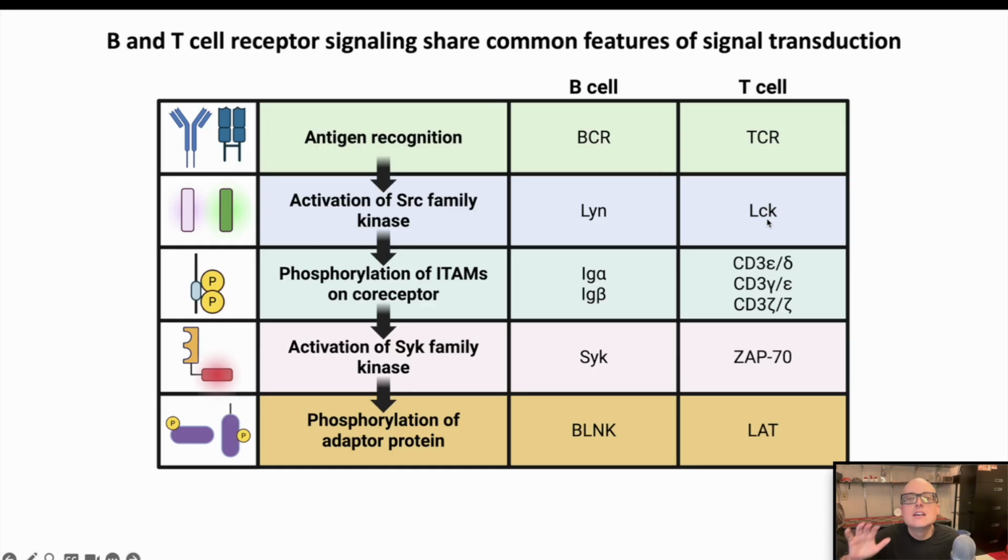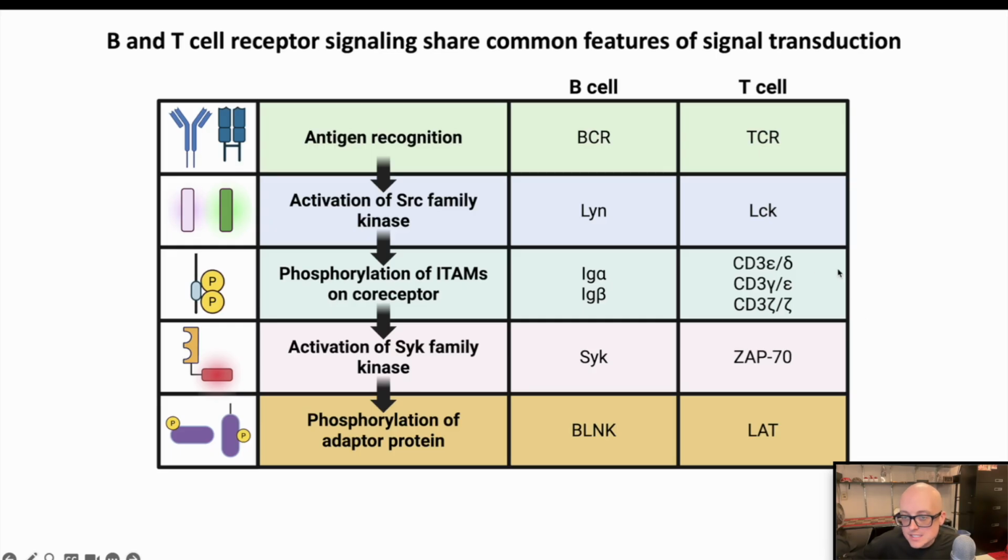In either case, the activation of the Src family kinase is going to phosphorylate ITAMs associated with the various co-receptors that we find on both the BCR and the TCR. So in the B cell, the ITAMs are found on the cytoplasmic tails of Ig alpha and Ig beta, and they are going to be phosphorylated by Lyn.